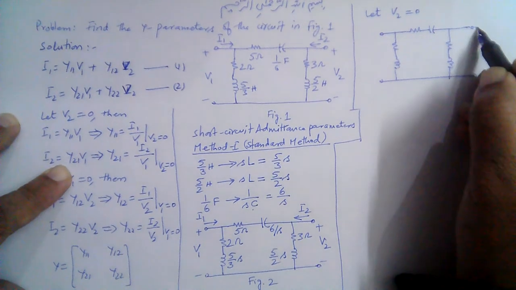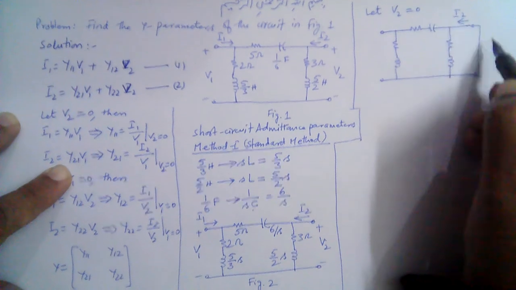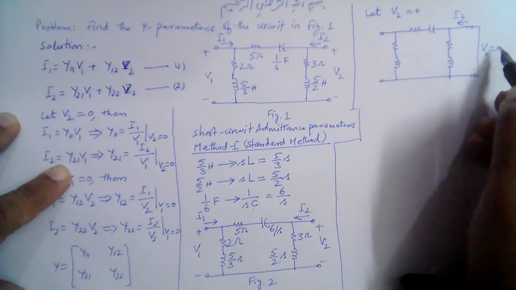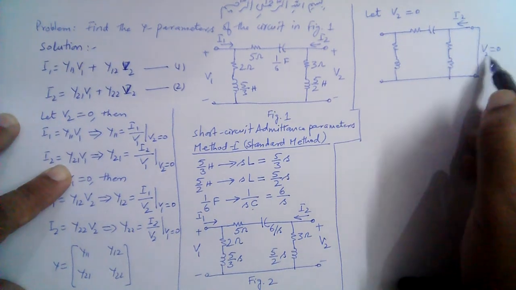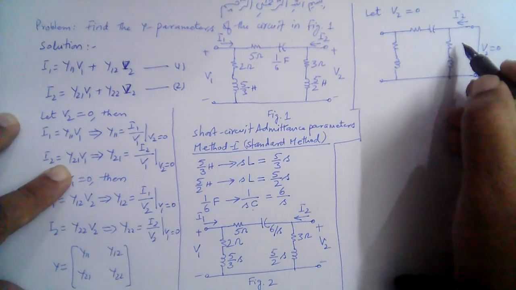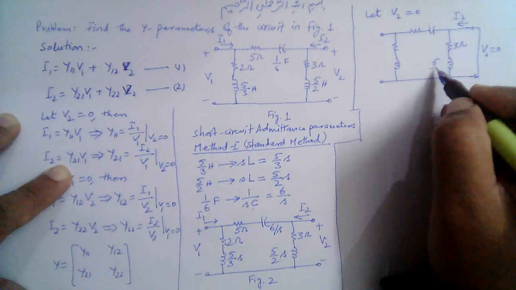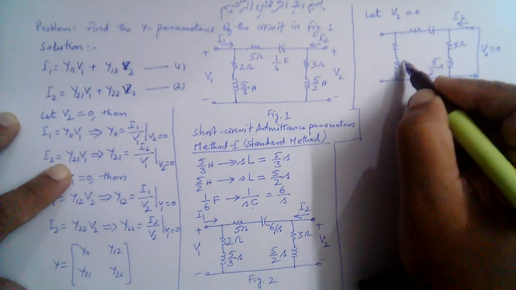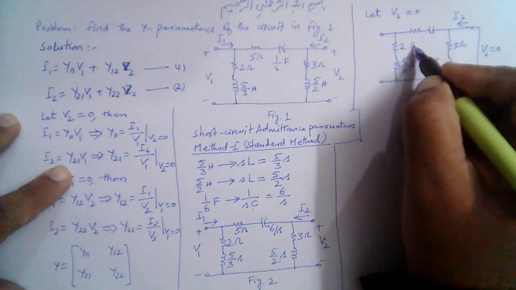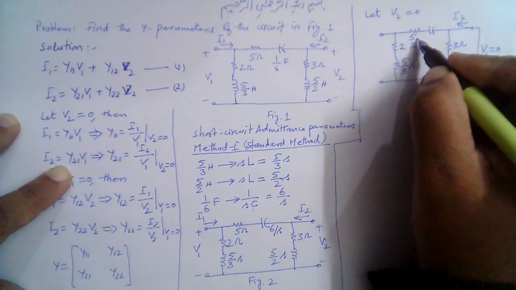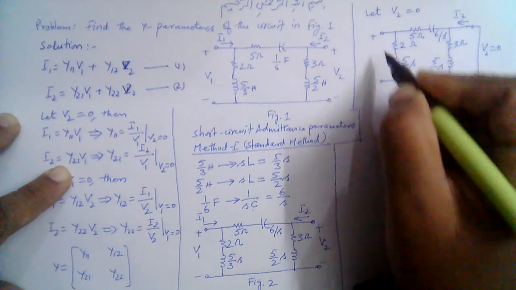So these terminals are short circuited, right? This is current I2 and V2 here is 0 because the resistance of this wire is 0. So I2 multiplied by 0 here is 0, right? And this is 3 ohm. This is 5 over 2S. This is 5 over 3S. This is 2 ohm. 5 ohm. This is 6 over S.